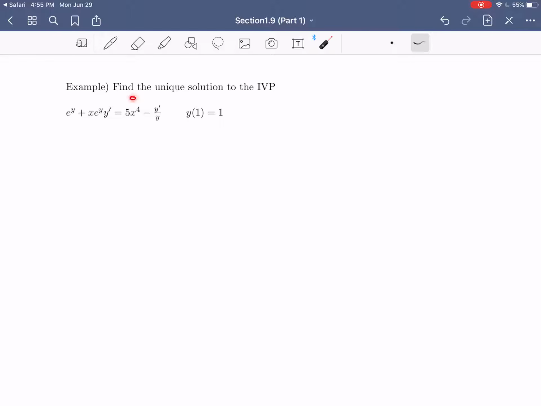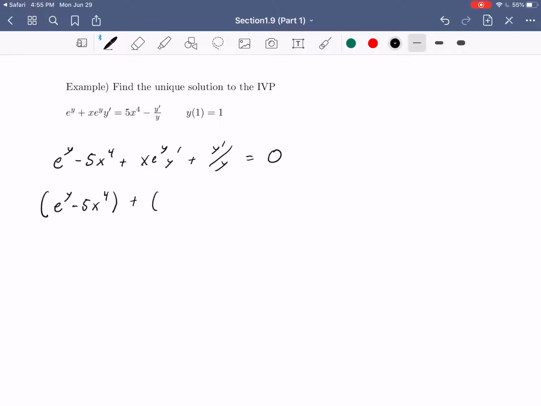How do we check that? Well, you have to put it in the format. Even if it's not exact, the check for exactness only applies in that particular format. So we need to bring all this stuff over to the other side: e to the y minus 5x to the fourth plus x e to the y prime plus y prime over y is equal to 0. That's just bringing everything over onto one side. Now let's factor this so we can see it a bit more clearly, and I would use some parentheses: (e to the y minus 5x to the fourth) plus (x e to the y plus 1 over y) y prime is equal to 0.